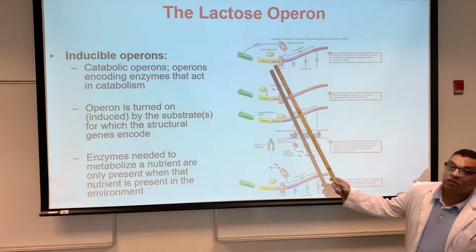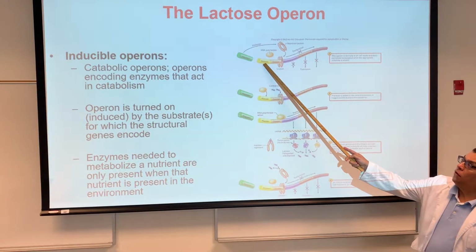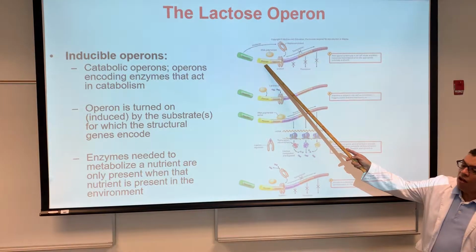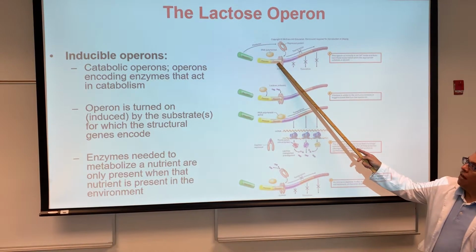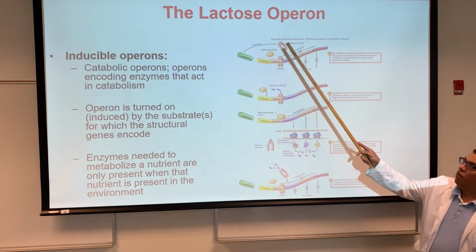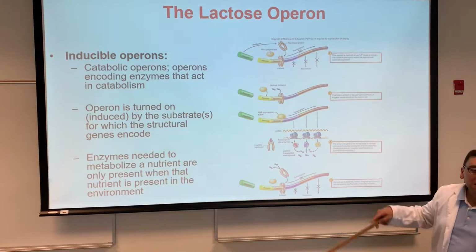Look up here now, please. You have the promoter. That is where RNA polymerase binds to turn on gene expression, transcription. You have an operator segment. We'll talk about it. You have the regulator. And you have what's called the structural genes.